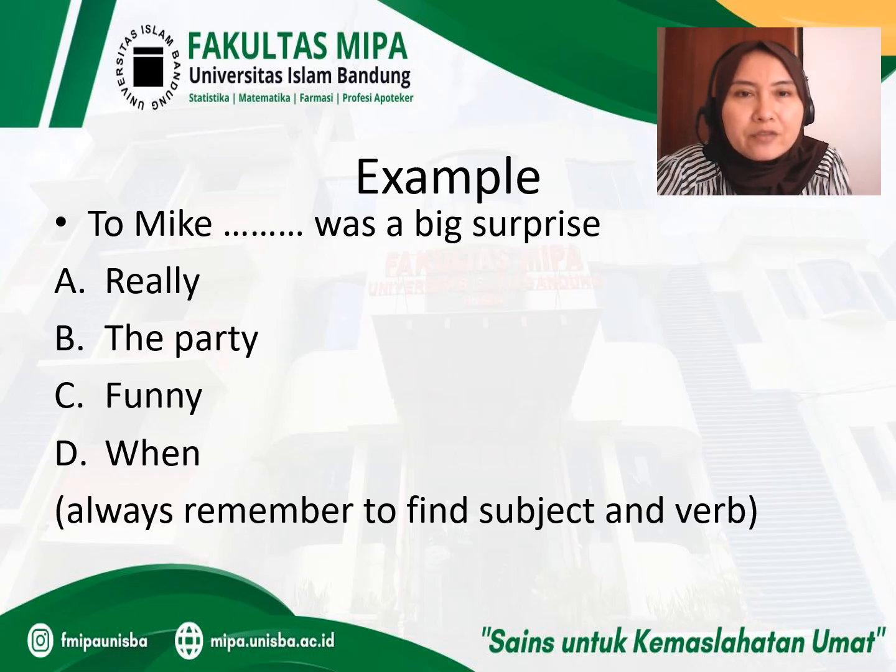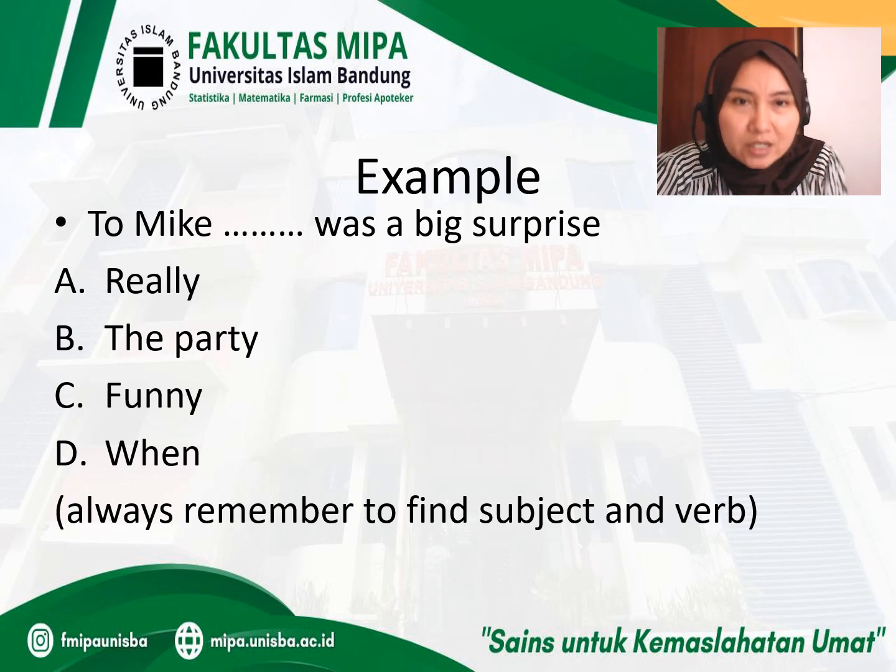Next, we find the verb. The verb in the sentence is "was," as in "was a big surprise." "Was" is a verb, and it is singular. So we need a singular noun as a subject, because there is no subject in it.